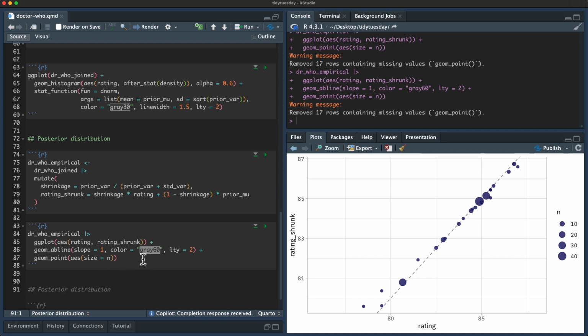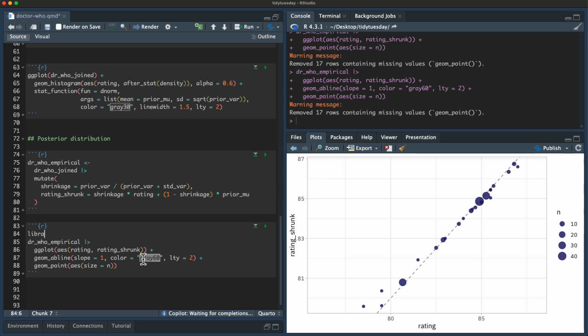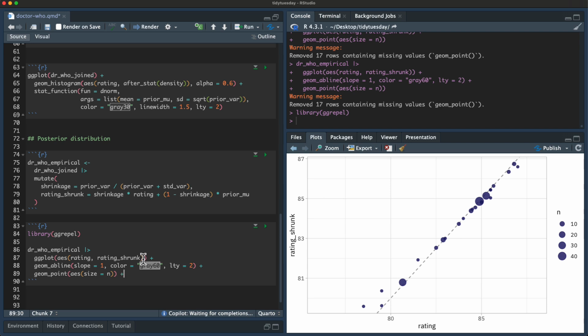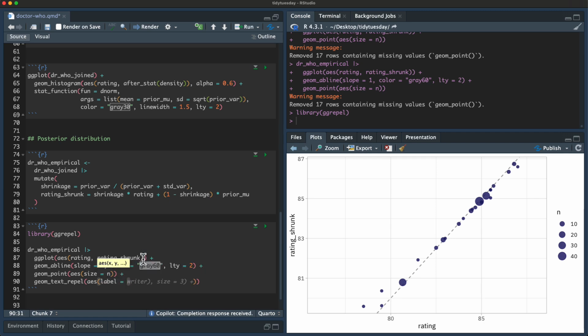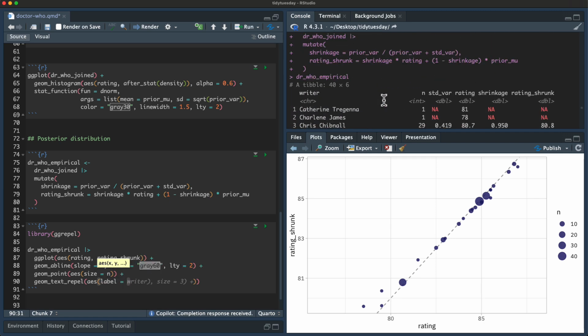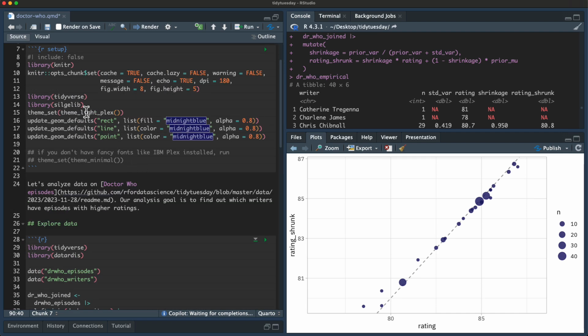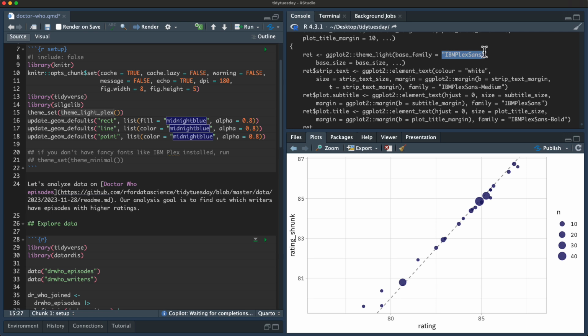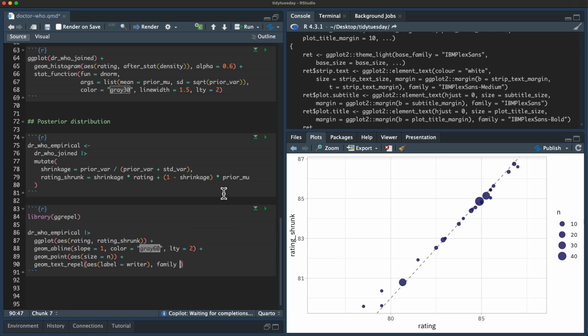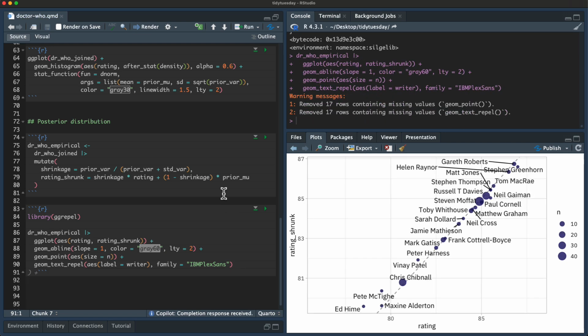I am interested in who these people are. So let me load ggrepel. Such a nice package, I love it. And let us use geom_text_repel, and we're going to say the label is equal to, what's it called? Writer, yes, writer. And no, I don't want to bump the size up. I do, though. I'm using a special theme, and so I want the fonts to match. And you have to do that manually, so I'll put that in here. Okay. All right.